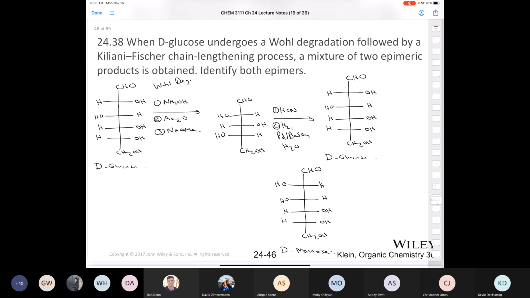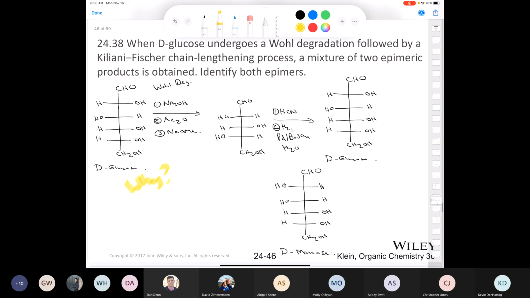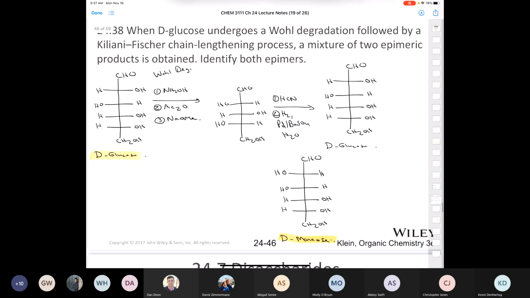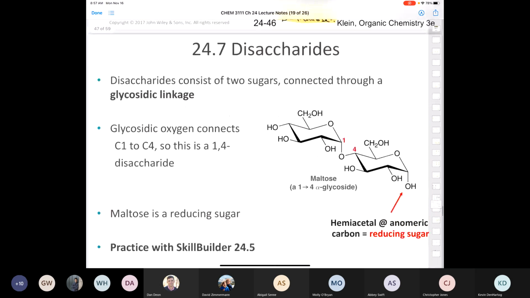Give me a thumbs up if you think you can nail that one. Wohl degradation followed by a Kiliani-Fischer. You know, it's a good exercise, but when I look at this problem, I'm like, why? Why would you do this? I guess the only reason I could think of is if you needed D-mannose and you only had D-glucose, you'd end up with a 50-50 mixture. I don't know. Whatever. All right, let's move on and talk about disaccharides.